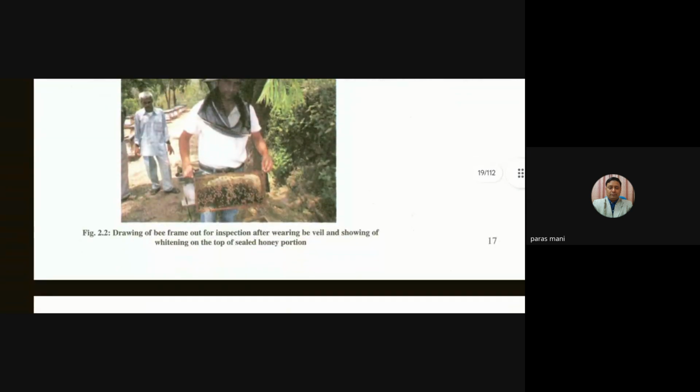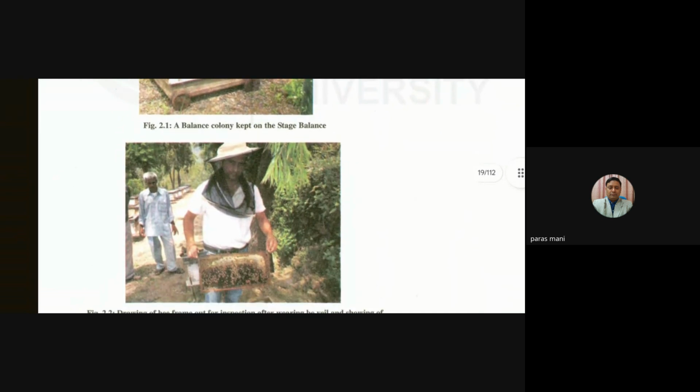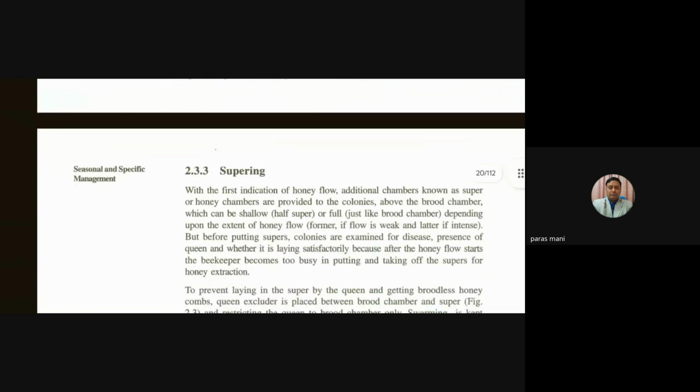Yeah, in these two ways you can monitor. You can know the honey flow season, and also the activities of the honeybees must be observed. There will be more active honeybee workers bringing back the pollen and nectar to the colony.